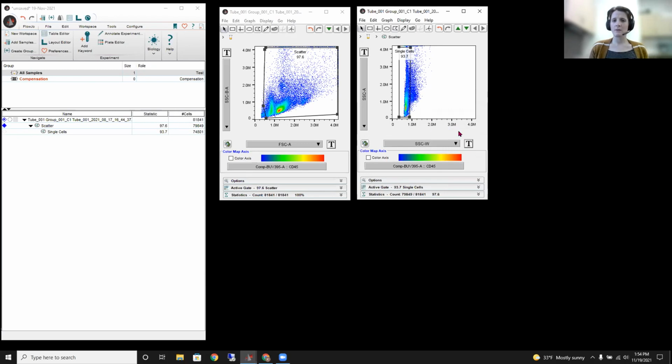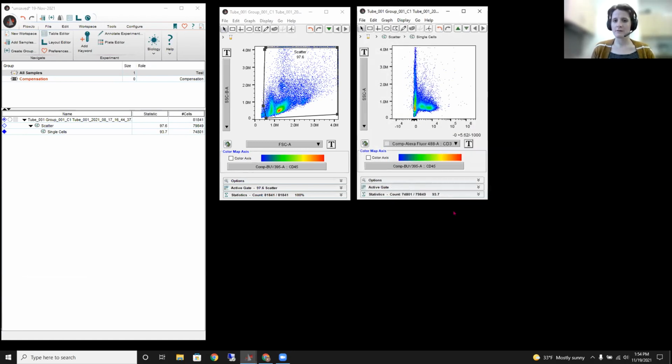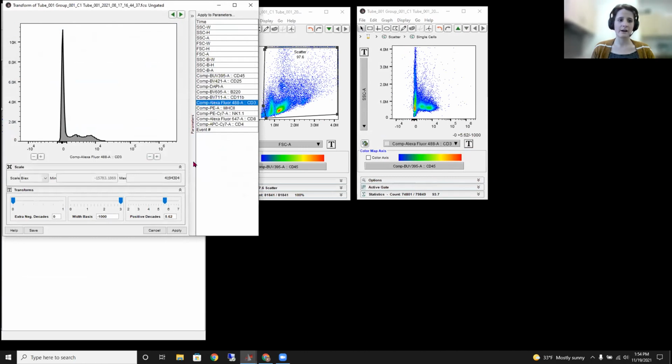From this, I'm interested today in this panel in looking at our CD3 positive cells. So we're going to go ahead and look at our Alexa Fluor 488 CD3. And for now, it's resolving pretty well. So I'll leave it versus side scatter.